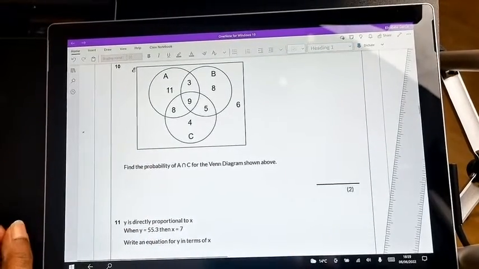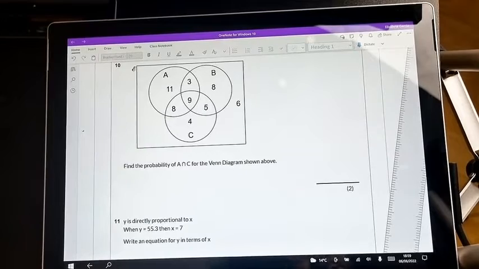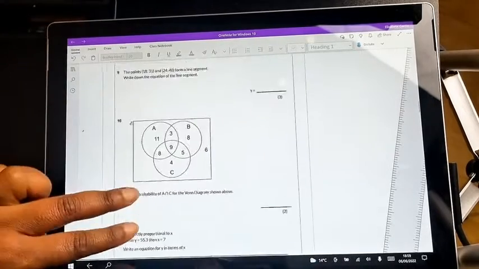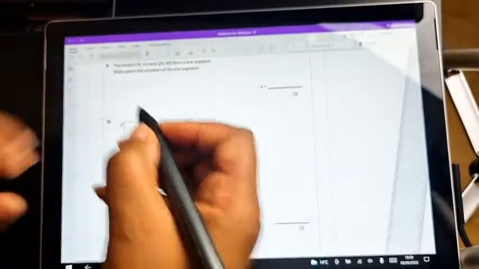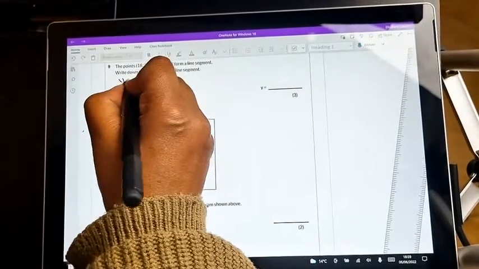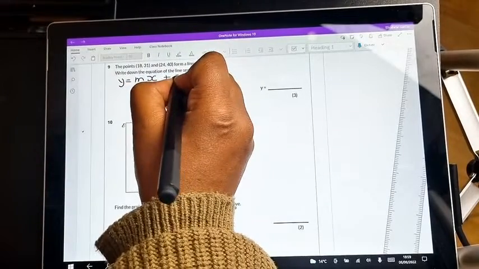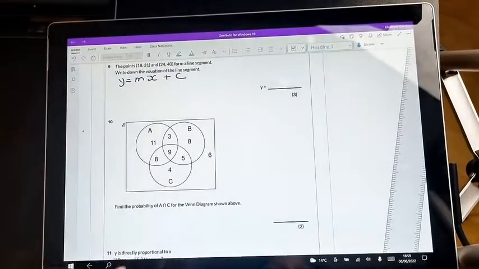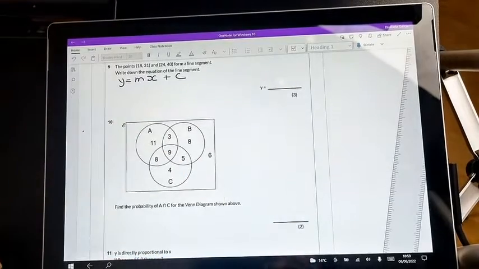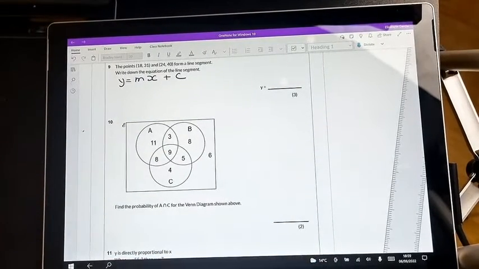Oh, fantastic. User 7854. Fantastic. Y equals mx plus c. Absolutely. That's it. So y equals mx plus c. So m is your gradient and c is where it touches the y-axis. And these are things that you need to remember to calculate. It's a paper 2H. You're doing the paper tomorrow, so it's important to have all of this.